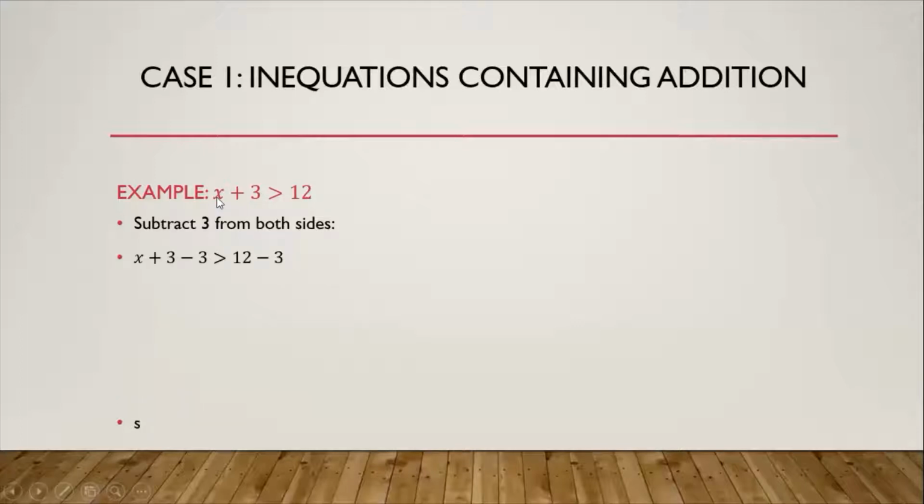So note on the left, we already have x plus 3. So you write back your x plus 3. Then we are going to subtract 3. Then we put back our symbol, put back our 12, and then subtract 3 on this side as well. Remember, whatever you do to one side, you have to do it to both. What are we going to do next? We are going to simplify, right? So if we simplify, note here that plus 3 minus 3, that's 0, and 0 plus x gives us x. And 12 minus 3 will give us 9. So what we end up with as our solution is just x greater than 9.